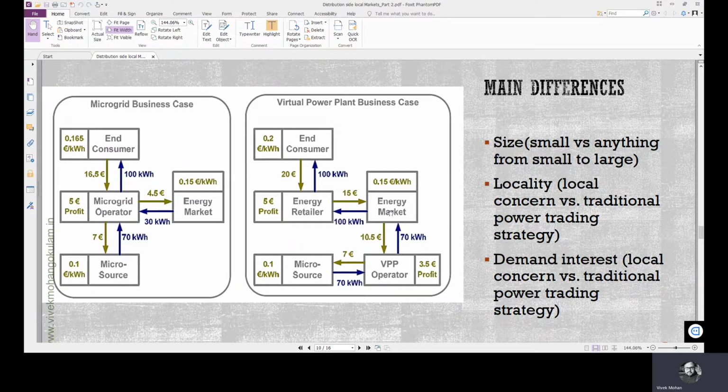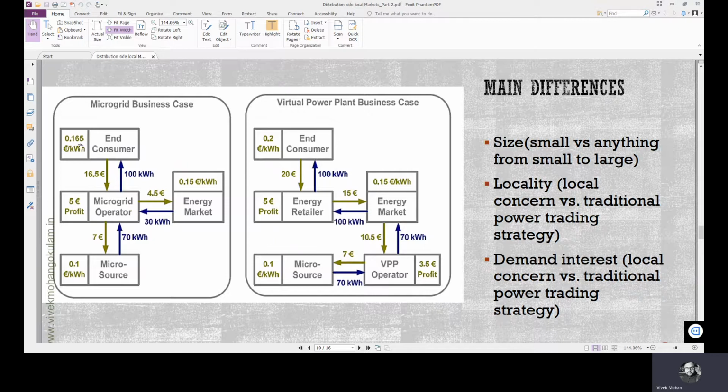So basically, whatever the market price is, at that price the retailer is buying power and it is distributed among the end consumers at a different price so that the energy retailer gets a profit. Because of the removal of the intermediary in the microgrid case, the stakeholders have better benefits, which we'll see from the example.